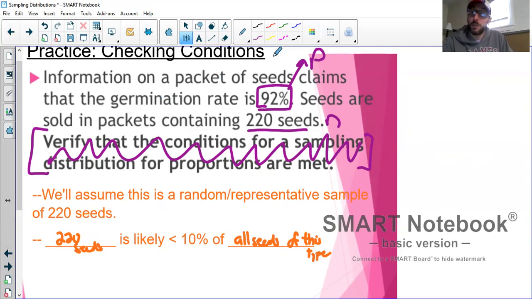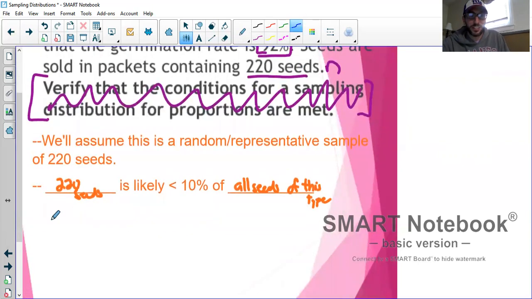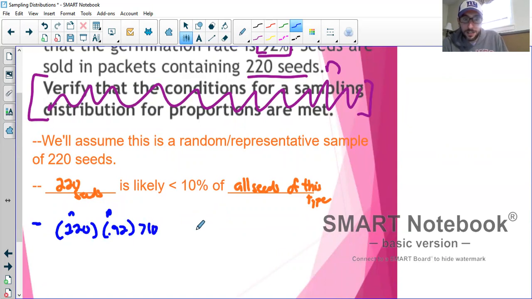Now, the third condition, this is where we differ. We have to think, is it means or proportions? Hopefully, obviously proportions, since we have a percentage right here. And so now we check our success-failure condition. N, which is 220, times our P, which is 0.92, has to be bigger than 10. And 220 times 0.08, remember this is 1 minus P or 1 minus 0.92, has to be bigger than 10.